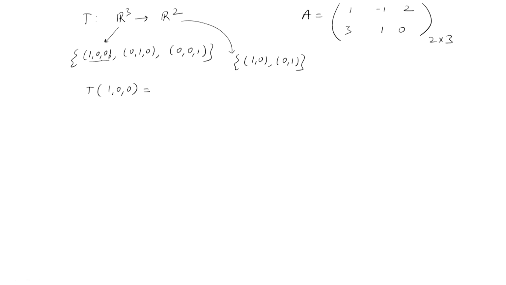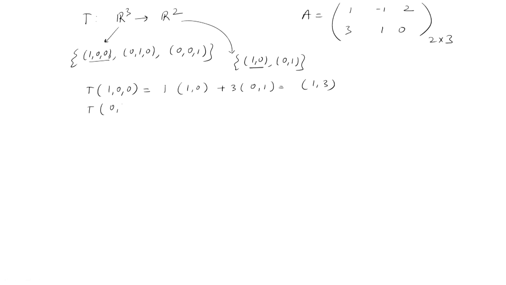Now, T of this element will be given by the matrix associated with this linear map corresponding to these standard bases. The first column corresponds to the coordinates of the first vector, that is T of v1. So, this is nothing but 1 times (1, 0), the first element of the ordered basis, plus 3 times (0, 1). So, that is simply (1, 3).